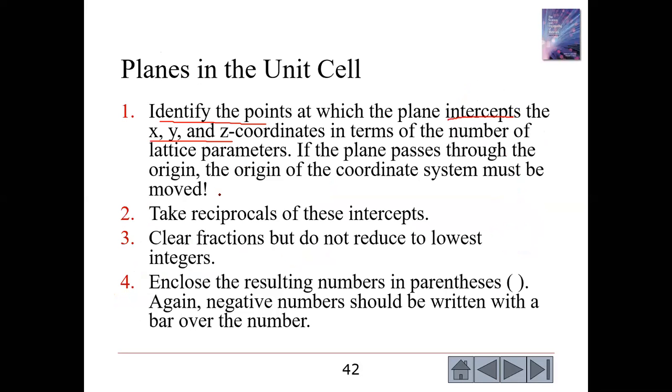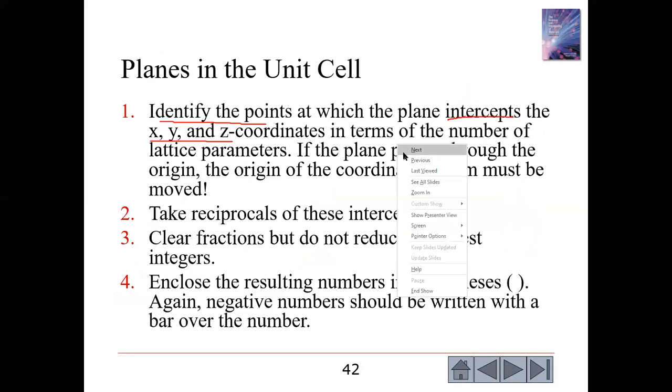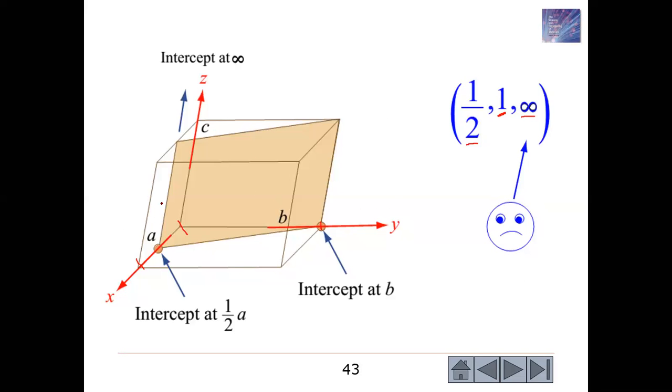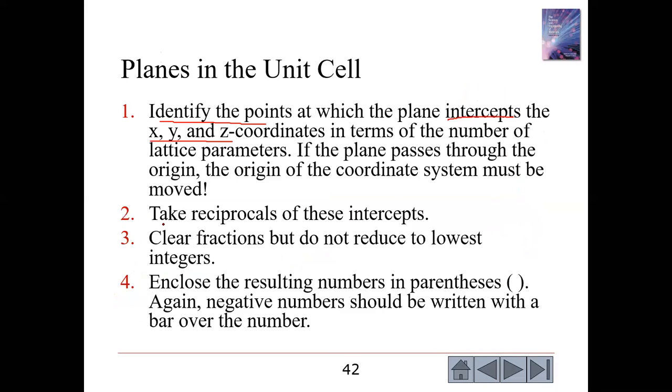Now the second point: if the plane passes through the origin of the coordinate system, the origin must be moved. If you look here, the plane does not pass through the origin. This is the origin, but the plane is not passing through it. So we do not need to move the origin. The second step is to take reciprocals of these intercepts.